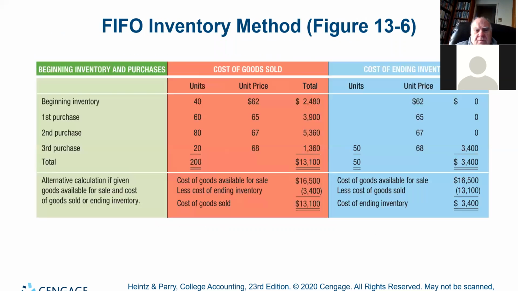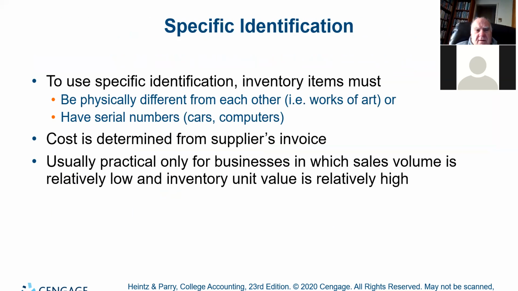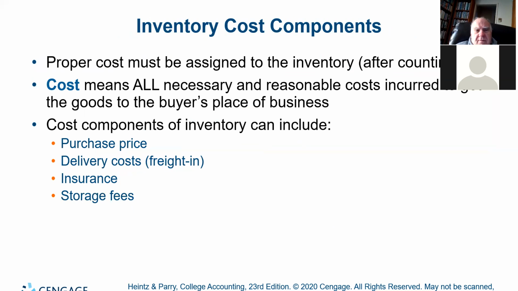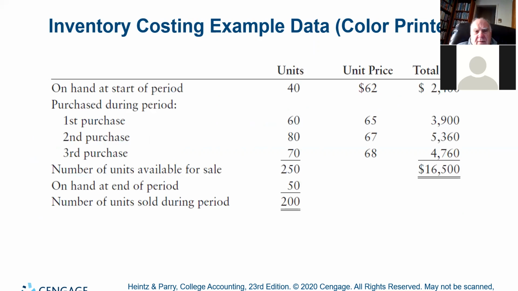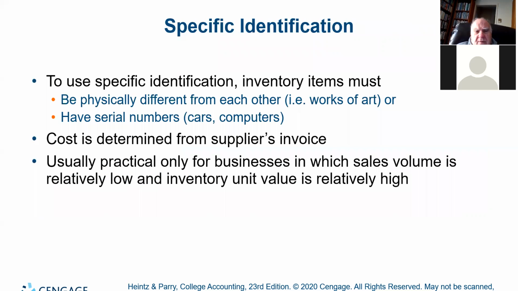And I'm going to go back to specific ID, even though I don't think specific ID is pretty easy. They simply tell you which items were sold. Okay? They tell you which items were sold. What kind of company would use specific ID?